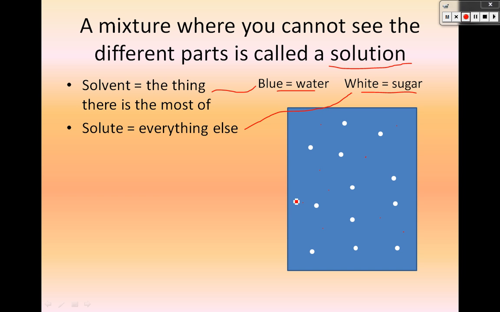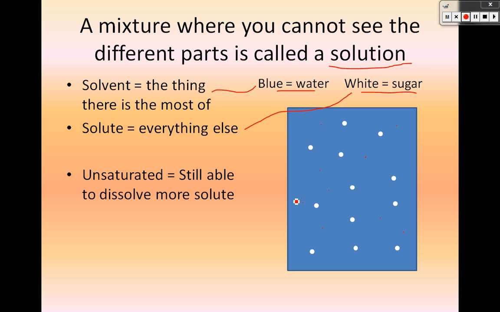Okay? Now, there's two more vocabulary words. One is unsaturated. Unsaturated is when you can still dissolve more solute. So let's take our sugar water. If I'm dissolving sugar and I put in another spoonful and it all dissolves, then that water wasn't saturated yet. It's unsaturated. But if it's saturated, it means I can't dissolve any more solute.